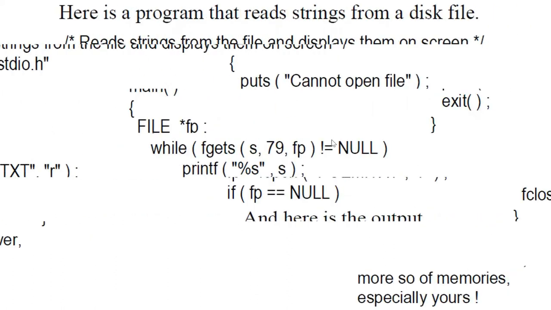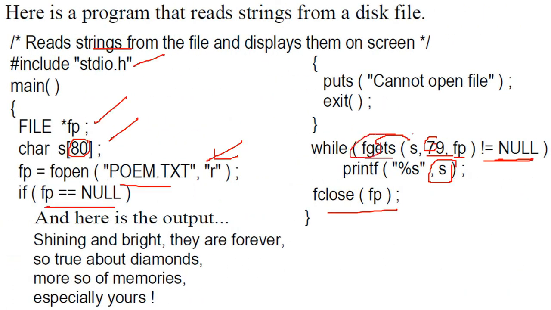I'll show you one more time. This fgets uses three parameters. s is the character buffer we have used. This is the size, and fp is the file pointer.